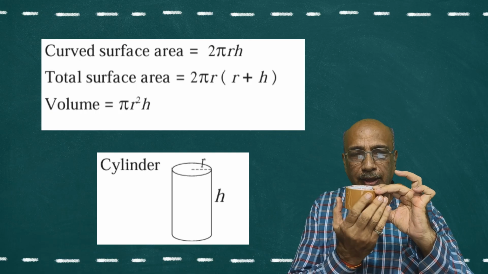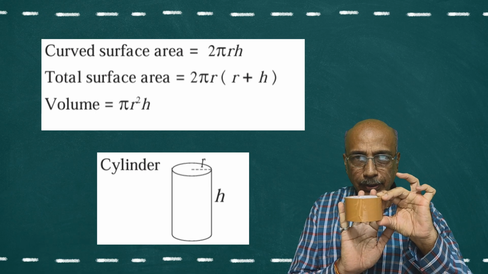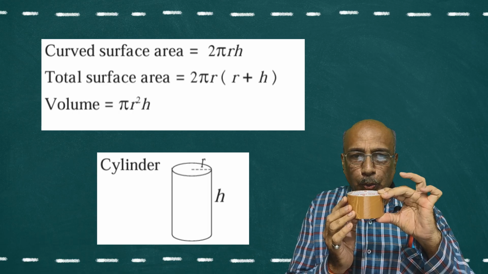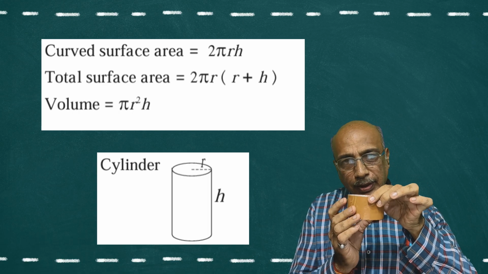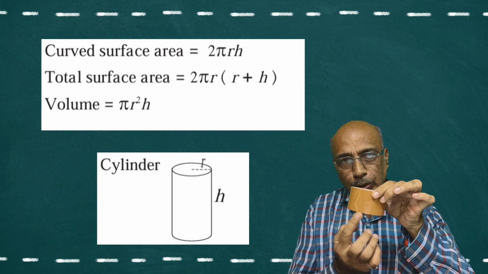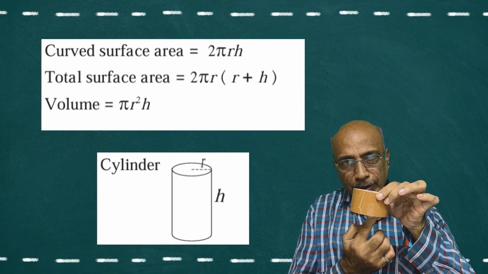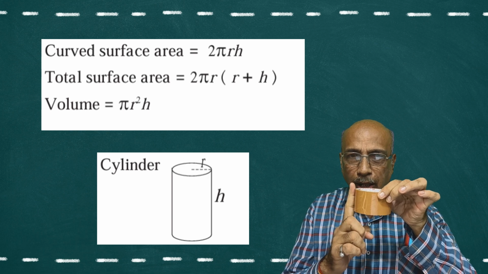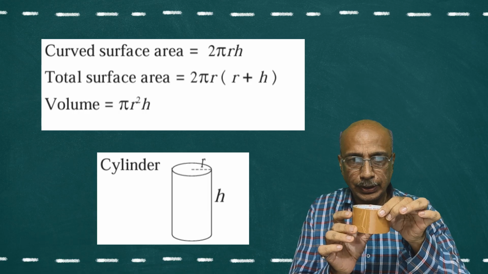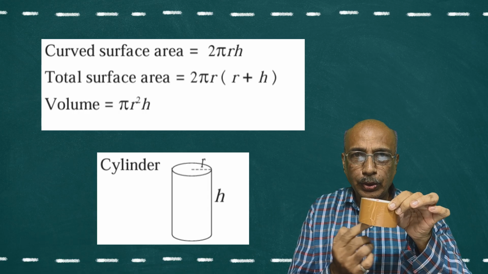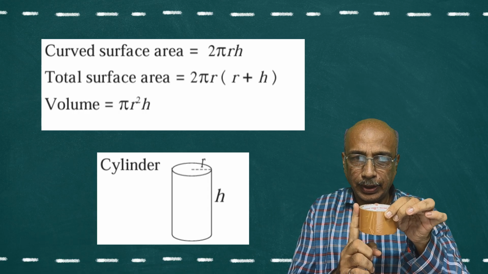Curved surface area of this cylinder will be 2 pi rh. What is 2 pi r? The circumference. 2 pi r will be the circumference into height. We have seen the two examples there, how it comes. So 2 pi r into h will be the curved surface area.